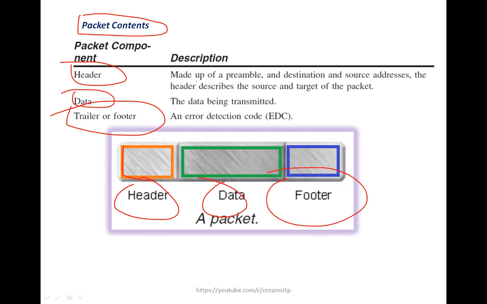If we talk about header, it is made up of preamble and destination and source address. So it will be containing preamble, destination, and source address. The header describes the source and target of the packet, where it has to go. If we talk about data, it is the original data that we are trying to send. Third one, trailer or footer, an error detection code, which is EDC. So these are the three components or contents of a packet. We should know each and everything, very important.